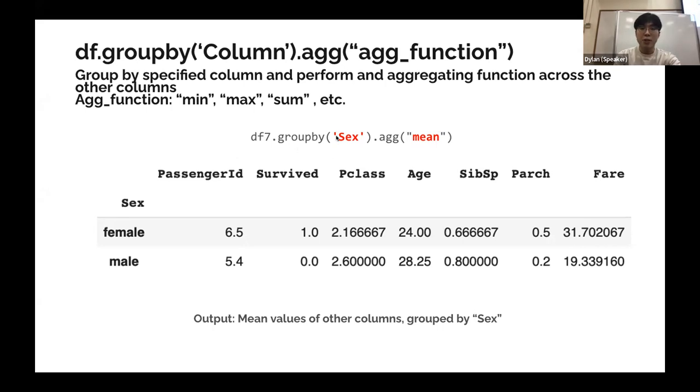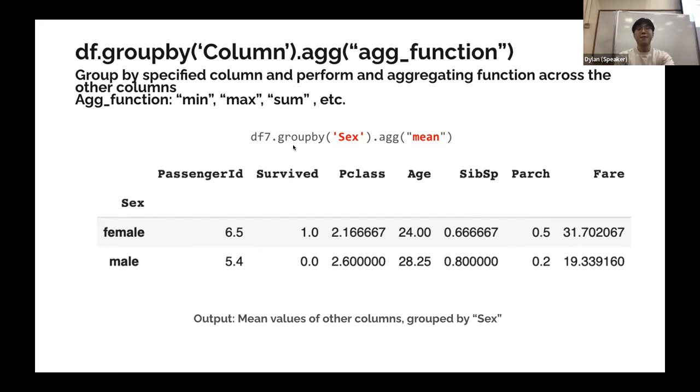So for example, df.groupby sex. It first manipulates the data frame such that it groups by sex, and then you calculate the mean. So you're specifying mean in the aggregating function. What this outputs is the mean values of all the other numerical columns based on sex. So you can see that the female passengers are generally younger than male, and the fare of the females is more than the males. Maybe females were richer in the past, but okay, we can't just say that anyhow. Generally, you can make some form of inference to all the data set and what the data tells you.